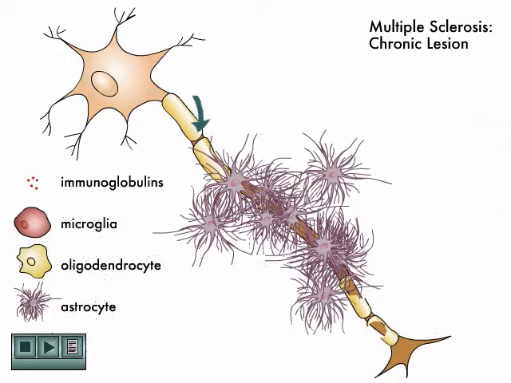Repetitive waves of acute attacks lead to stripping away of the myelin, damage to oligodendrocytes that normally help produce new myelin, and a buildup of astrocytes into plaques, forming a chronic lesion. This disturbs or delays nerve impulse conduction and results in impaired motor and sensory functioning.